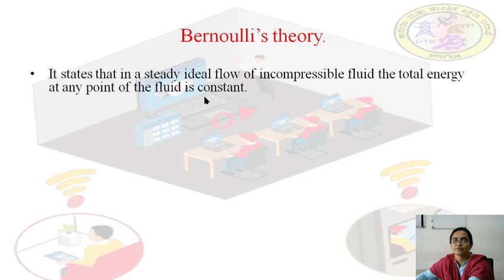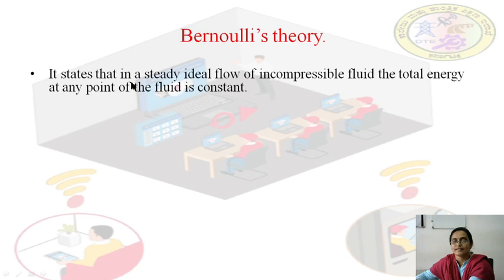Bernoulli's theorem. Next we come to the topic Bernoulli's theorem. Bernoulli's theorem states that for any fluid which is flowing as an ideal fluid which is incompressible, the total energy at any point of the fluid will be constant. If you consider a fluid flowing through a pipe at different heights, the total energy, that is the sum total, comes as pressure energy, kinetic energy, and potential energy, all three types added. At any point of the pipe taken, it will be a constant.